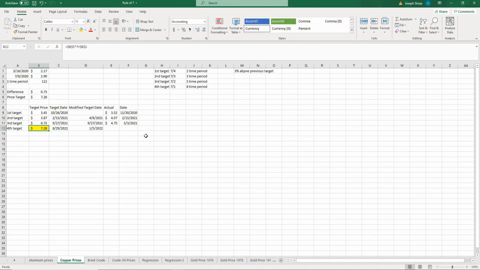And what's it pointing to? Well, it's pointing to this fourth target. It's pointing to copper prices spiking yet again, and it's going to spike up to $7.28. Now, that being said, will this fourth target be reached? I don't know, okay? It just tends to be that the mathematical calculation of the rule of 7 tends to be true, but it's not always the case. And again, with each target, there's a greater probability that the target will miss, okay?